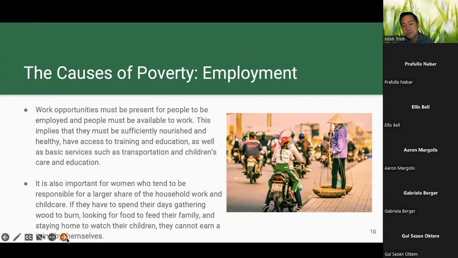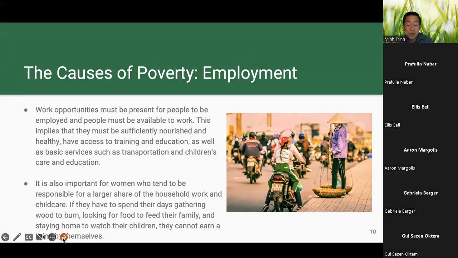So let me go over some causes of poverty, right? This is a very complex topic, so I just give you some ideas. First, obviously, is employment. People who are jobless, if you cannot generate income, you're more likely to be poor. Well, you have to afford the food, housing, energy, and so on, to take care of yourself and your family.